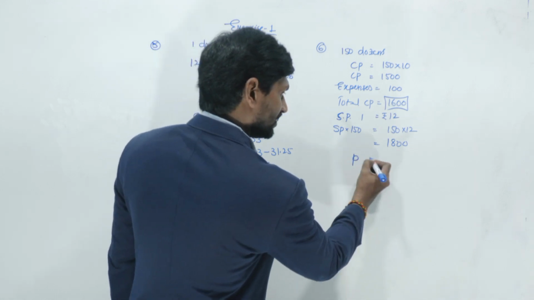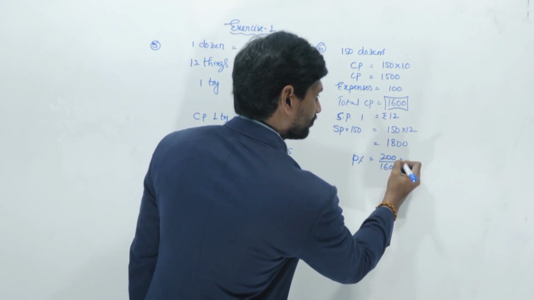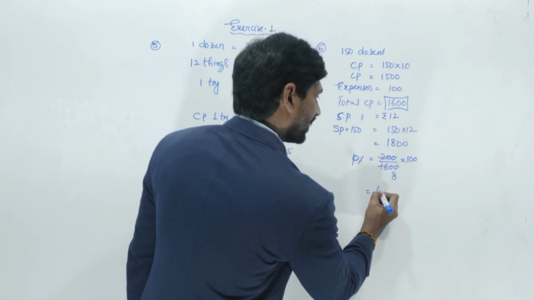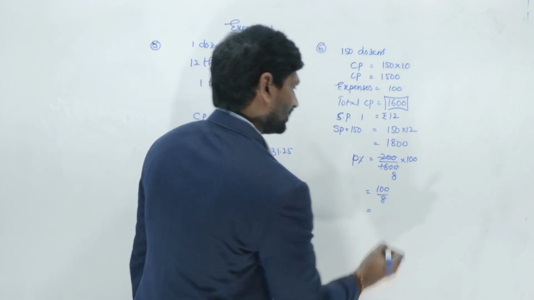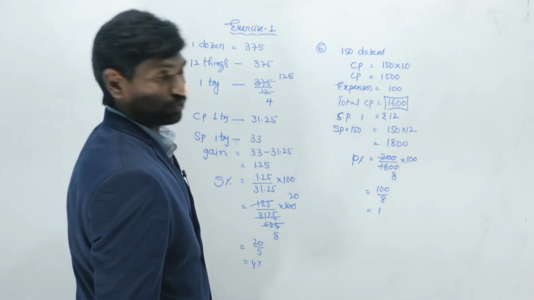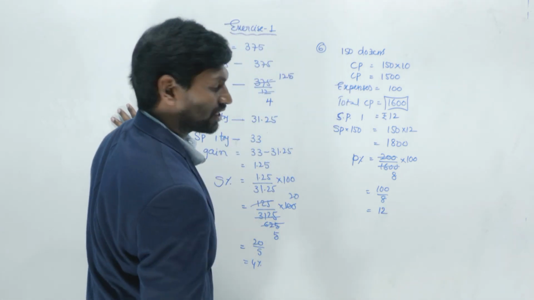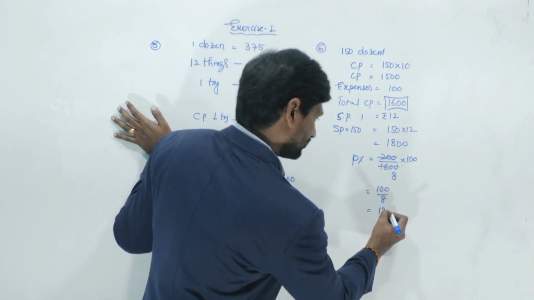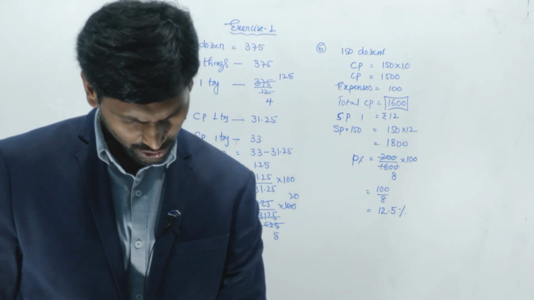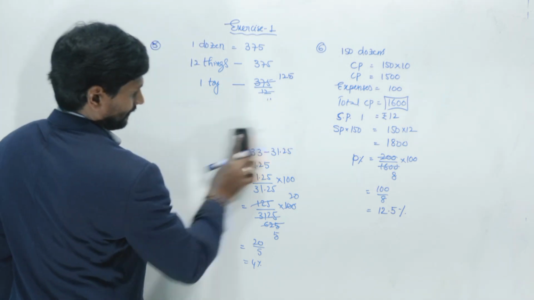So profit is 200. Profit percentage is profit by CP into 100. Here 8 times, 100 by 8, nothing but 12.5 percentage. Okay? Or 12 1 by 2 percentage, we can write like that also. Let us go to the next question.